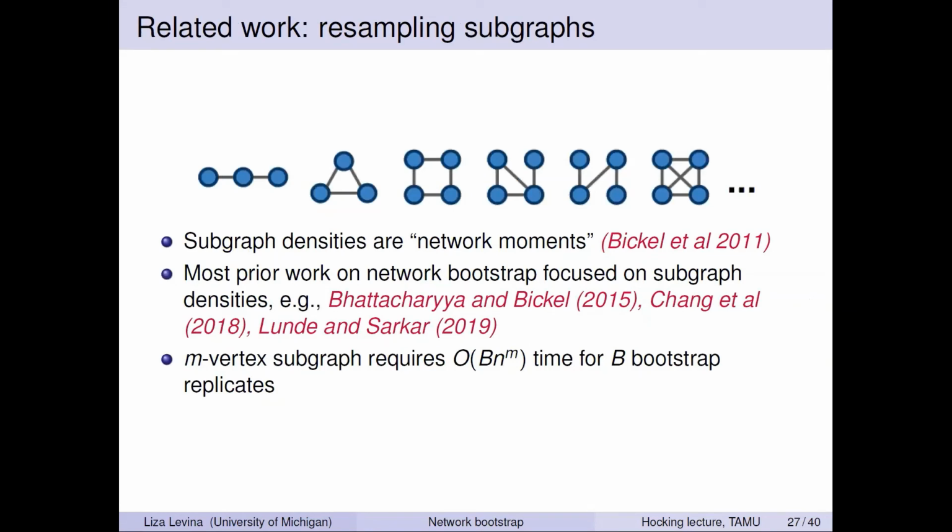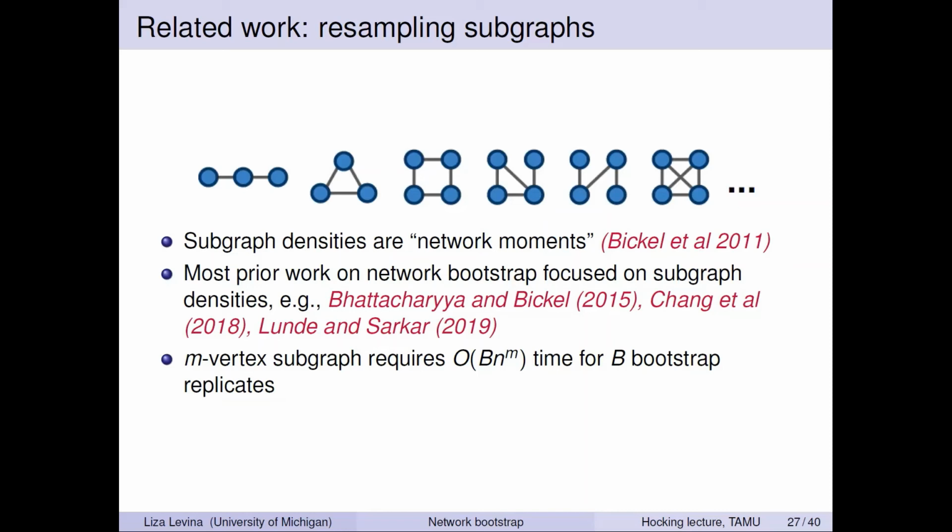So there is a related line of work, not mine, that tries to do this on a smaller scale, but it only works for a particular type of resampling. This is for resampling subgraphs. Subgraphs are little patterns like individual edges, triangles, or other little patterns. You can think of them as network moments, quote unquote. They play the same role. If you compute expectations of all these things, they're like moments, and you can do a method of moments and fit a model.